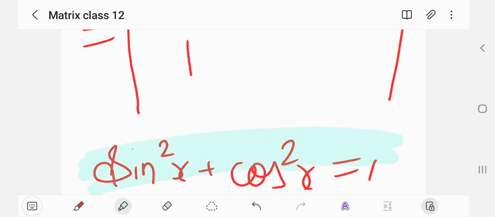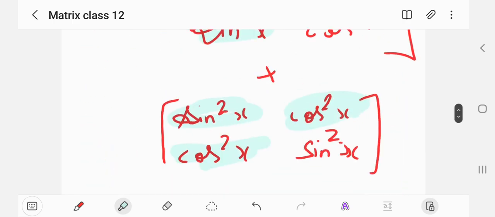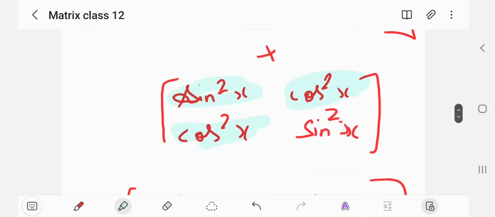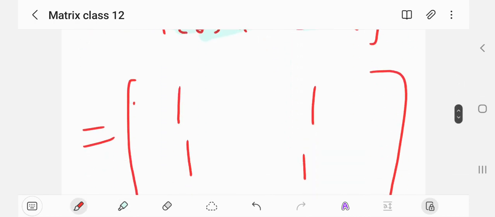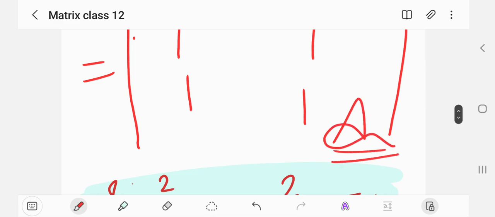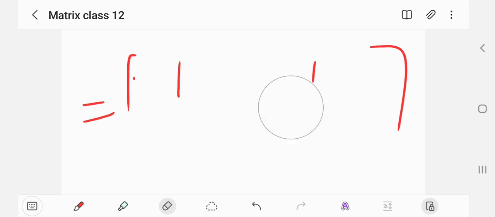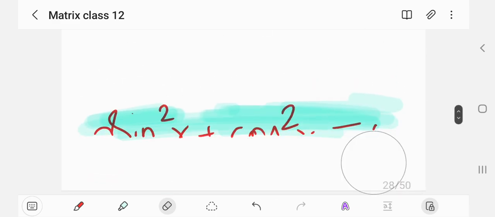This is the identity which I am using. Since it is an operation of addition, it doesn't matter whether I add cos square x first or sin square x first. In both cases, I get 1. This is the identity that we already know. Similarly, the fourth entry, cos square x plus sin square x, is also 1. So the answer is 1, 1, 1, 1. I hope this question is also clear to you. Just a simple use of this identity.